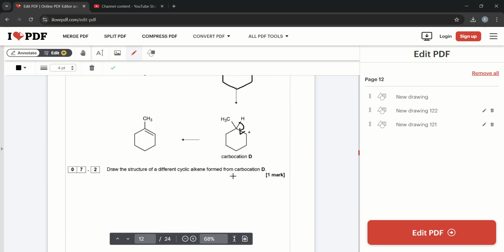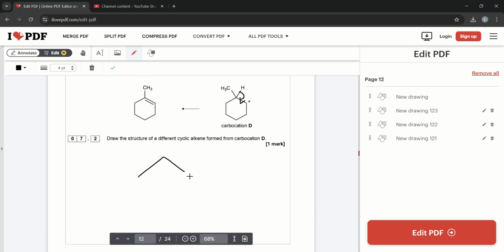7.2 Draw the structure of a different cyclic alkene formed from carbocation D. Well, it's just going to be the ring with CH3, but the double bond is going to be somewhere else, in this case here.